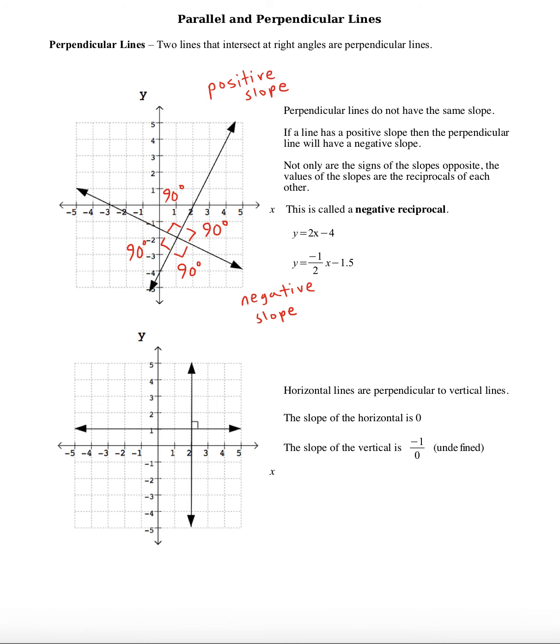Another case where lines are perpendicular is if we have one horizontal line and one vertical line. That would definitely cut the page into 90-degree right angles.